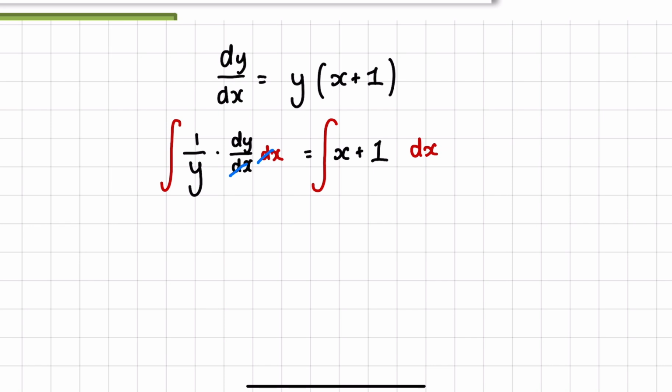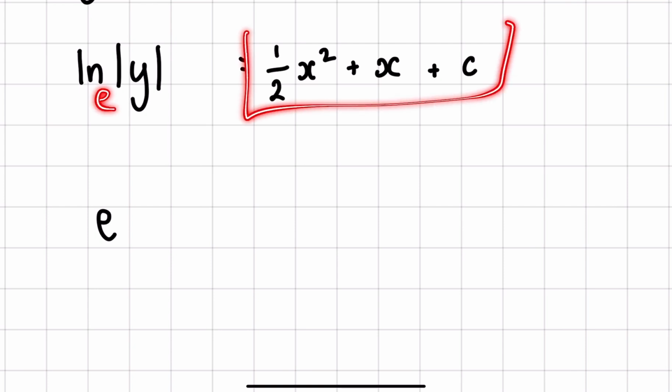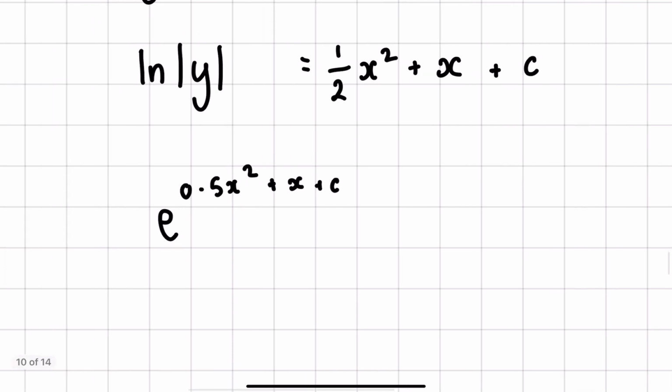So the integral of 1 over y would be natural log y. And then the other side is a half x squared plus x plus c, technically. So there we are. Now we want to get y by itself, so we're going to take e to the power of all of this, 0.5 x squared plus x plus c. So y equals that.